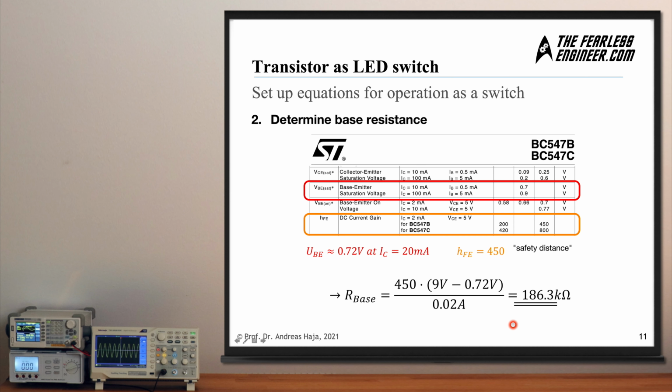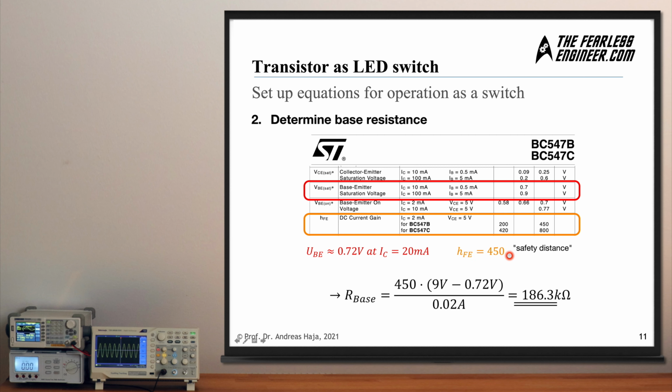Now, if we look into the data sheet once more, what we get is a base emitter voltage drop of roughly 0.72 volts for a current flow into the collector of 20 milliamps, and also a range for the DC current gain, this amplification factor HFE, which we assume to be at 450. It can even be at 200 from time to time.